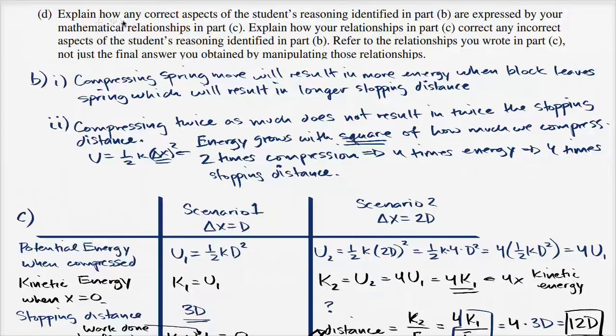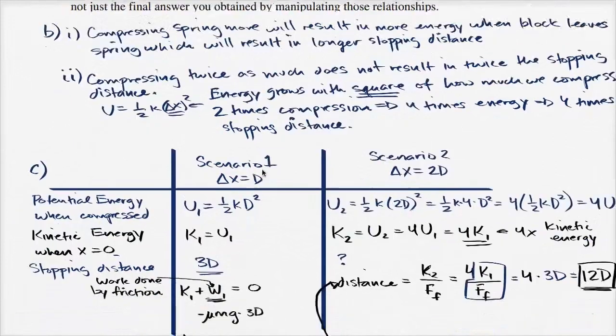All right, Part D. Explain how any correct aspects of the student's reasoning identified in Part B are expressed by your mathematical relationships in Part C, and explain how your relationships in Part C correct any incorrect aspects of the student's reasoning identified in Part B. It's a bit of a mouthful, but they're just saying, hey, kind of connect the dots between Part C and the two parts of Part B. Refer to the relationships you wrote in Part C, not just the final answer you obtained by manipulating those relationships.